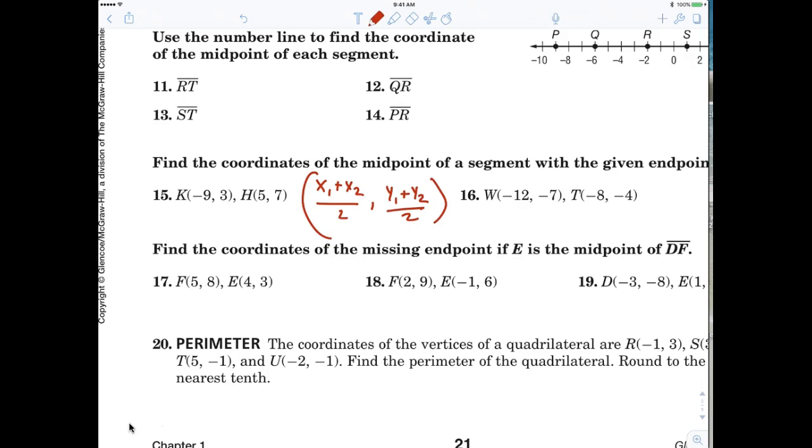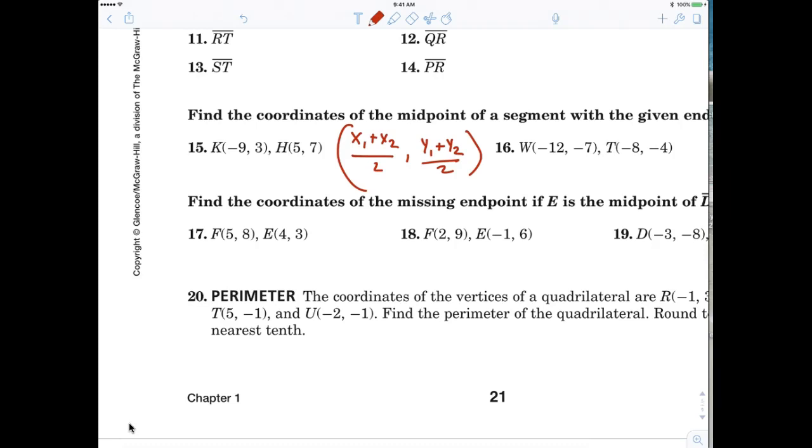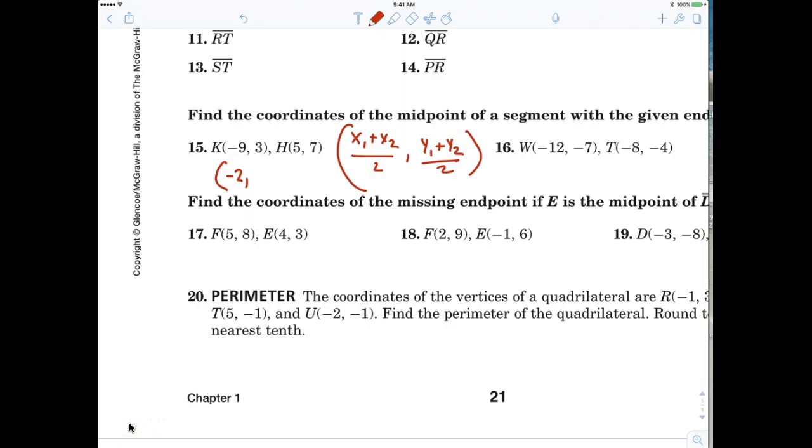So if I ask for the midpoint for question 15, you should be able to quickly tell me that it is negative 2, comma 5. Add the x's. Negative 9 plus 5 is negative 4, divided by 2, negative 2. 3 plus 7 might have thrown some of you off. 10 divided by 2, 5. Very simple formula.